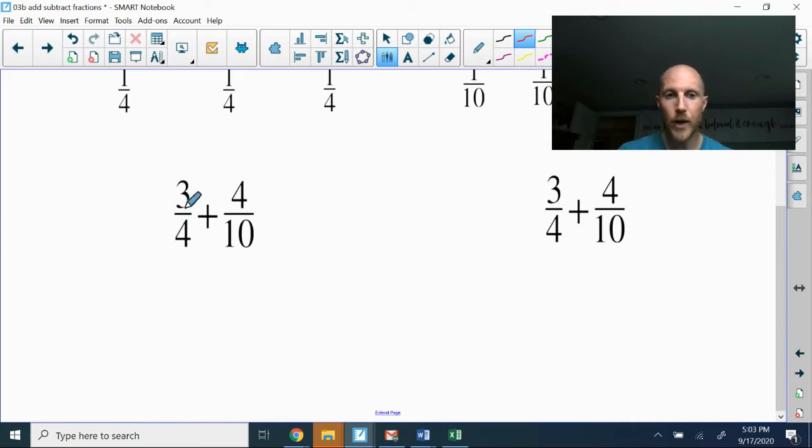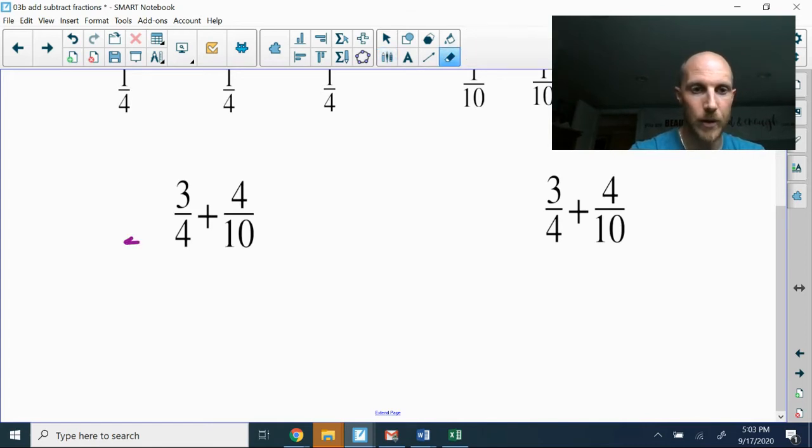So we're going to look at this fraction over here on the left. The denominator is 4. I need to change it into 100. What do I multiply by 4 to get an answer of 100? That's going to be 25. 4 times 25 gives me 100. So I'm going to multiply the denominator by 25.